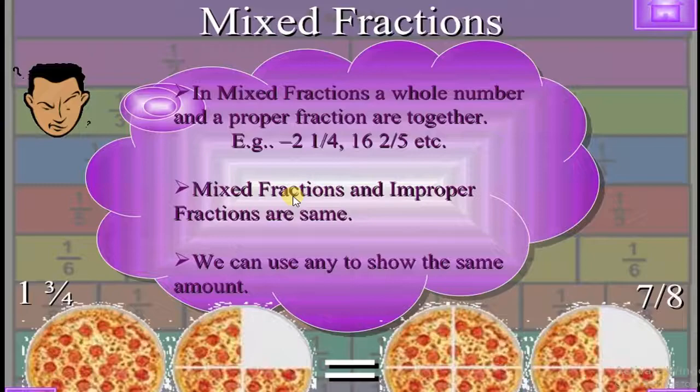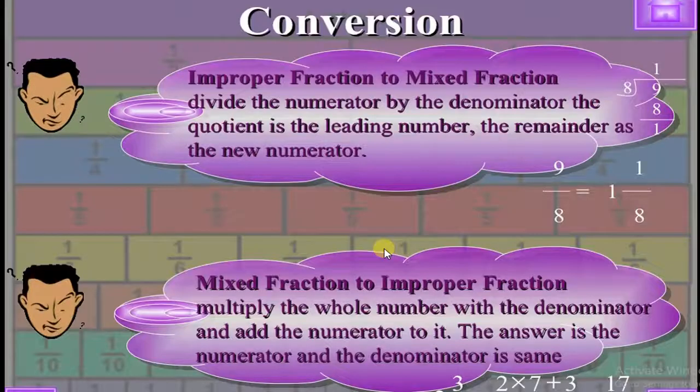A mixed fraction is a whole number and a proper fraction all together. Mixed fractions and improper fractions are the same. We can use either to show the same value, okay? As 1 3/4 or 7/4 or 7/8. Now the rules for turning improper fractions into mixed fractions, or mixed fractions into improper fractions.